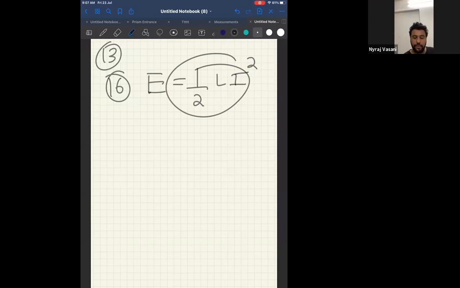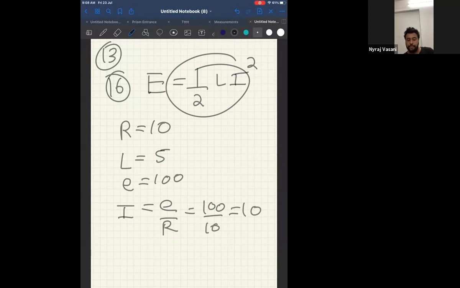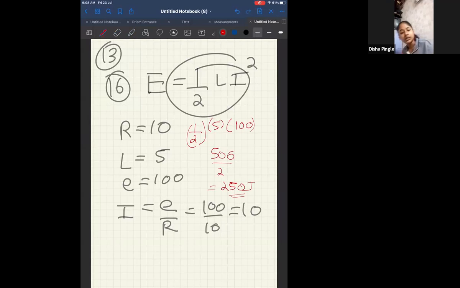So a coil of resistance 10 ohm. Therefore, can I say R is equal to 10 ohm? Inductance is 5 Henry. Is connected to a 100 volt battery. Now tell me from this data, can I get current? What is current? I is equal to E by R. 100 by 10 is equal to 10. Now, can I find the energy using the formula half Li square? Half will remain as it is. What is L? 5. And what is I square? I square will be 10 square, which will be 100. Therefore, 5 into 100 will be 500 by 2. 500 by 2 will be 250 joule. Tell me, are you getting this much? Yes, sir, understood. Therefore, answer for the 16th one will be 250 joule. Clear?